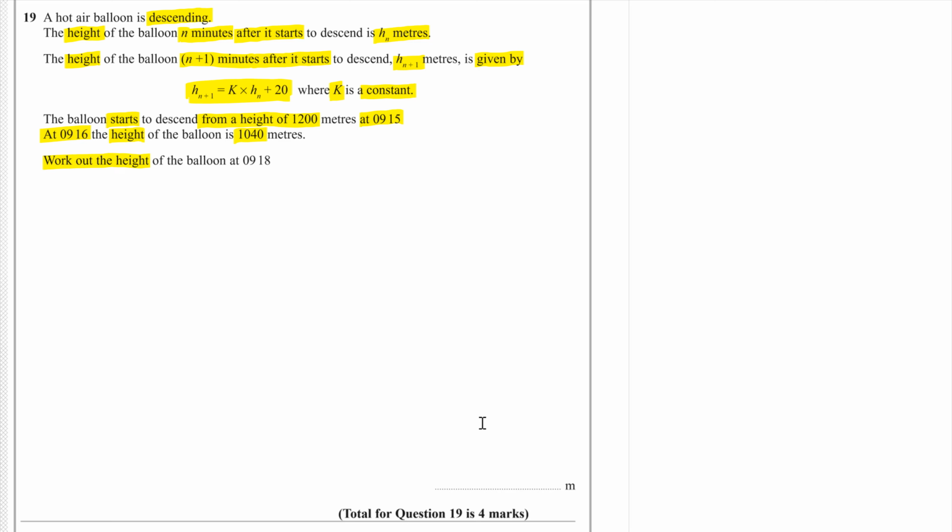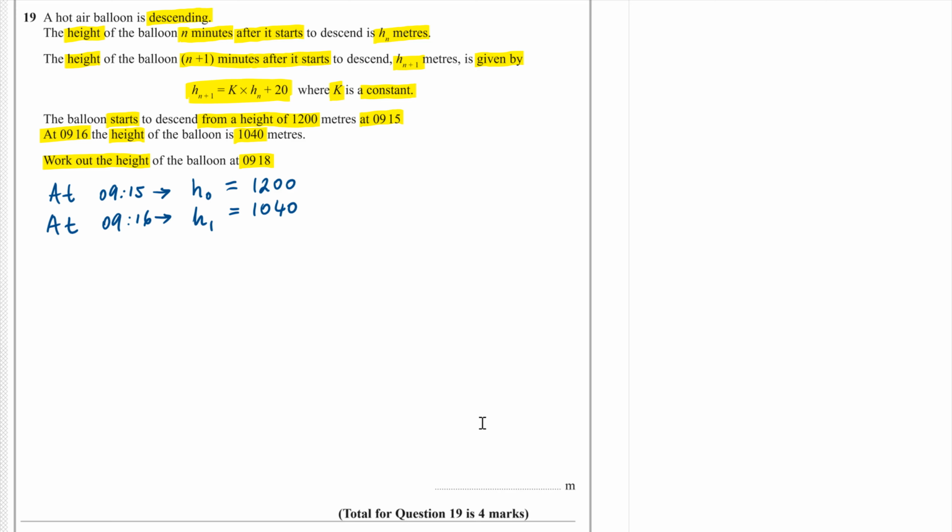Work out the height of the balloon at 9:18. At 9:15, h0 is 1200. We write h0 because 0 minutes has passed. At 9:16, h1 is 1040. We write h1 because 1 minute has passed.